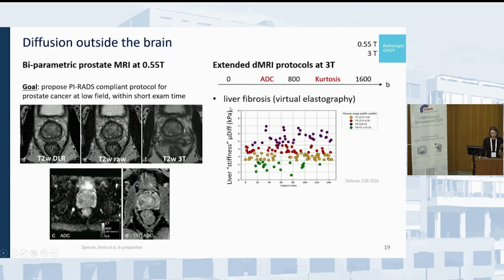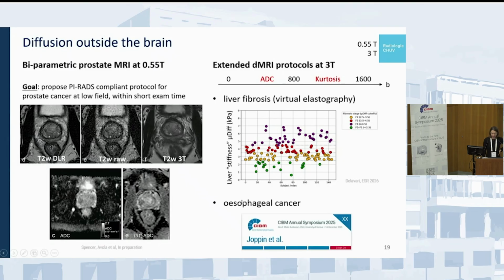And so we're working, for example, on liver fibrosis, using diffusion as some kind of virtual elastography measurement, and then stratifying patients as a function of their fibrosis stage. And also we're looking at extended diffusion MRI acquisitions for characterizing esophageal cancer and seeing the prediction to treatment response. And there's also a poster about this in the hall if you're interested to check it out.